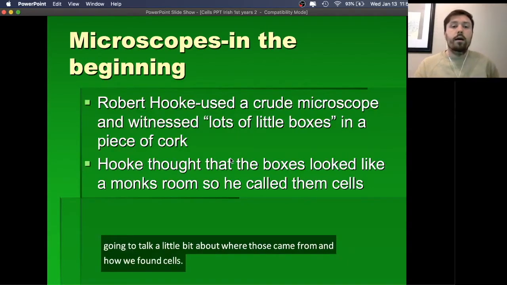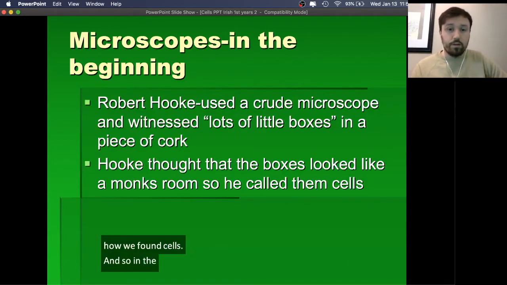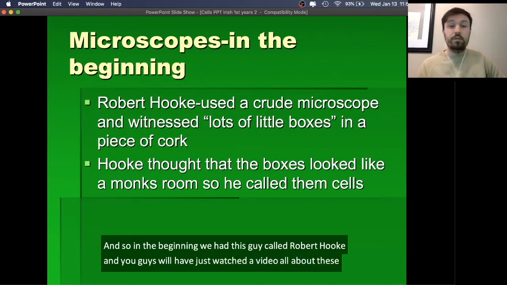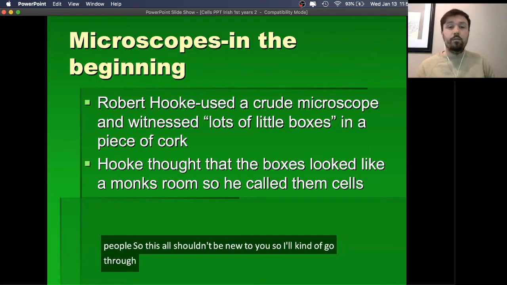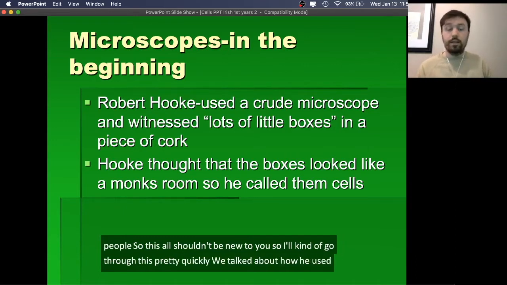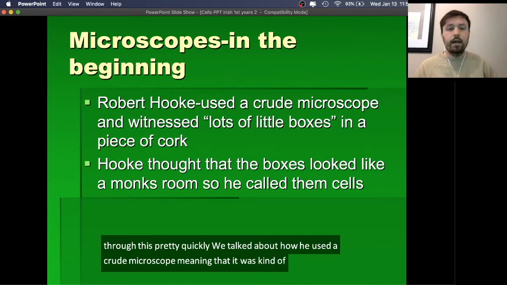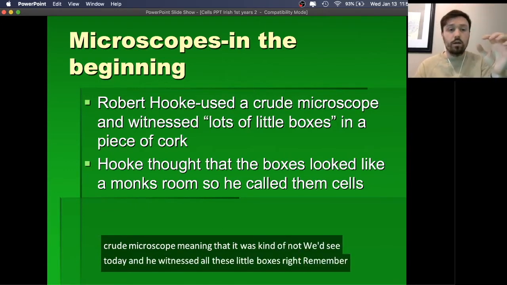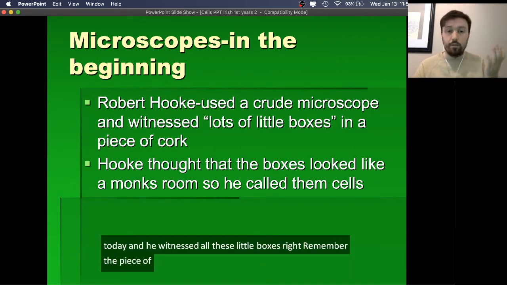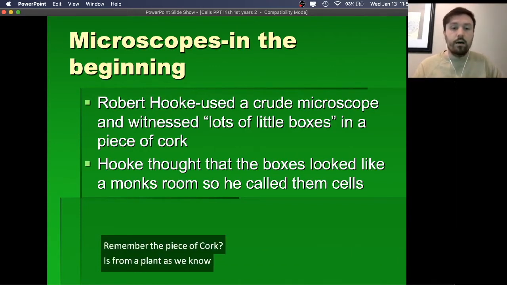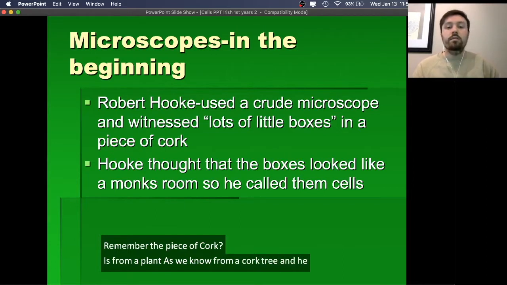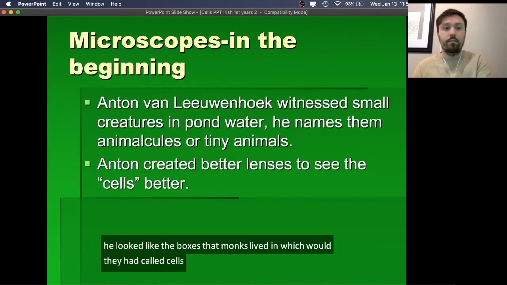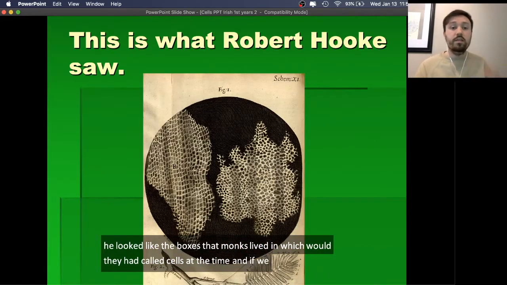In the beginning, we had this guy called Robert Hooke, and you will have just watched a video all about these people, so this shouldn't be new to you, so I'll go through this pretty quickly. We talked about how he used a crude microscope, meaning it was not what we'd see today, and he witnessed all these little boxes in a piece of cork, which is from a plant, as we know, from a cork tree. He said these looked like the boxes that monks lived in, which they called cells at the time. And if we take a look, this is what he saw.